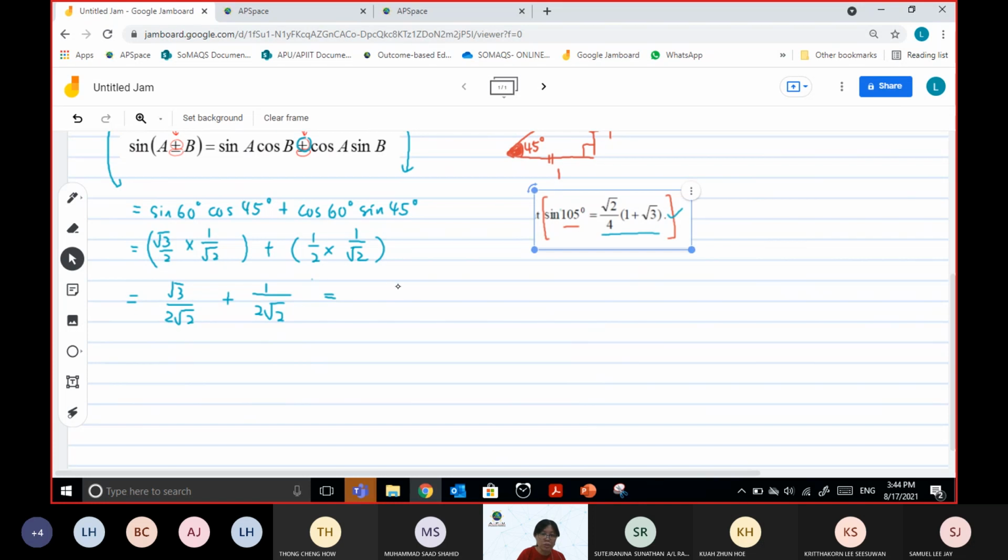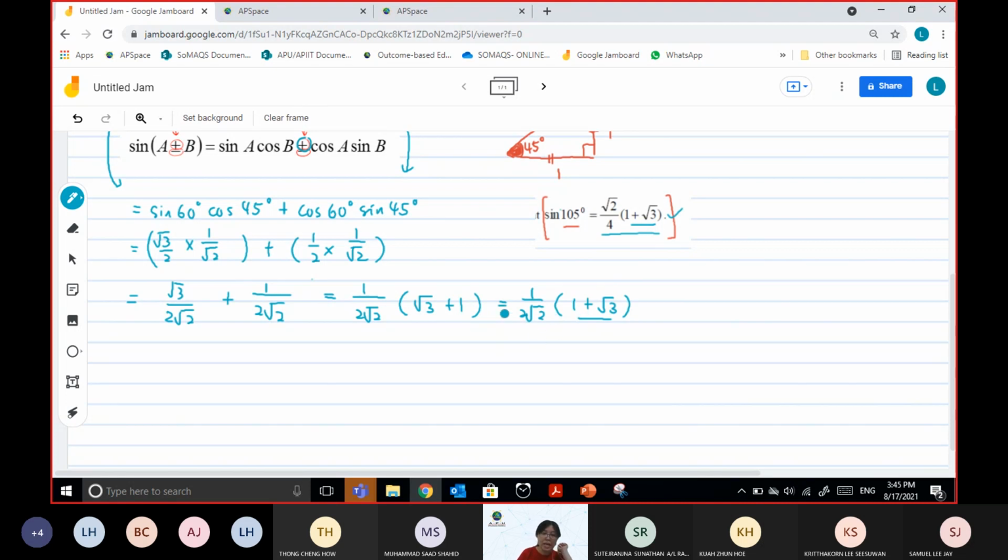Okay, so this is what we want to achieve, right? When we look at here, if I factorize out the 1 over 2 square root of 2, in the bracket I have square root 3 plus 1, right? So if I rewrite it, I have 1 over 2 square root of 2 times (1 plus square root of 3). So I already have, inside the bracket, the same thing, but how about outside of the bracket?